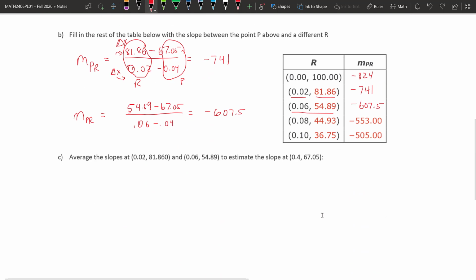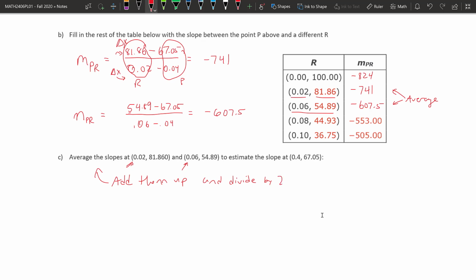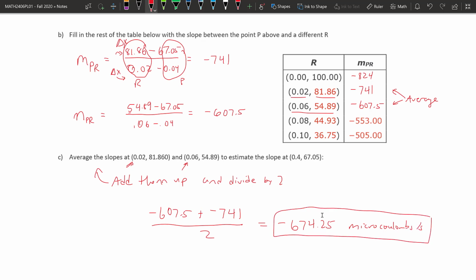That's what part C asks us to do. We got two different slopes, so let's average these two numbers to get another way of approximating the slope. What do I mean by average? I mean add them up and divide by 2. So that's negative 607.5 plus negative 741, all divided by 2. That gives me negative 674.25 microcoulombs per second as an approximation of what the slope of that tangent line would be.